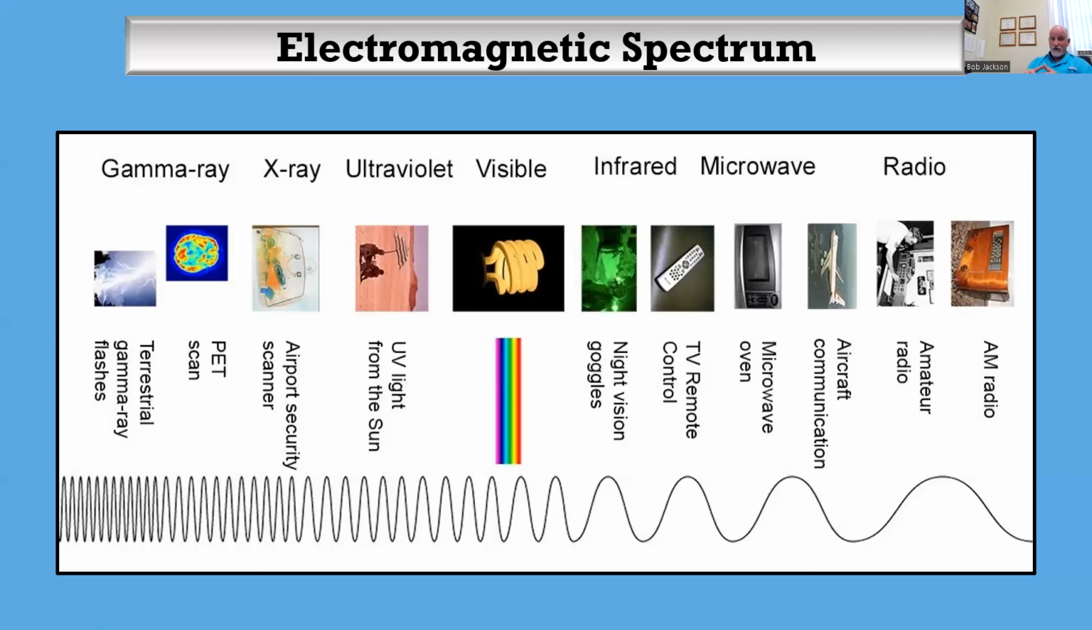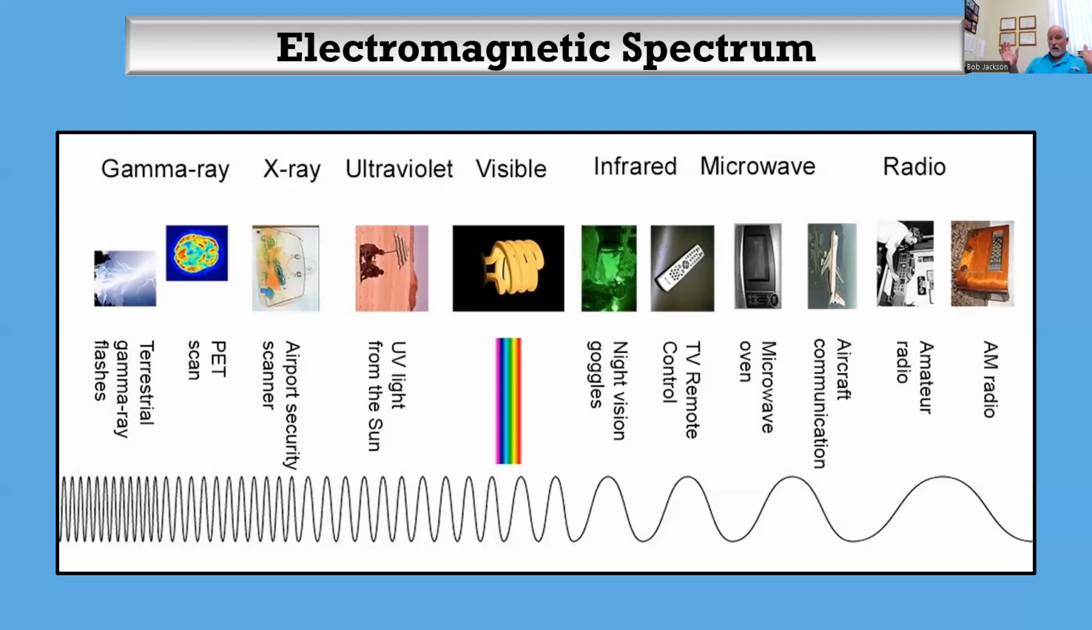Microwaves are used for microwave ovens, by far the most, but microwaves are also used in some communication, and even cell phones have some microwaves going on with them. And then radio waves are by far one of the biggest.